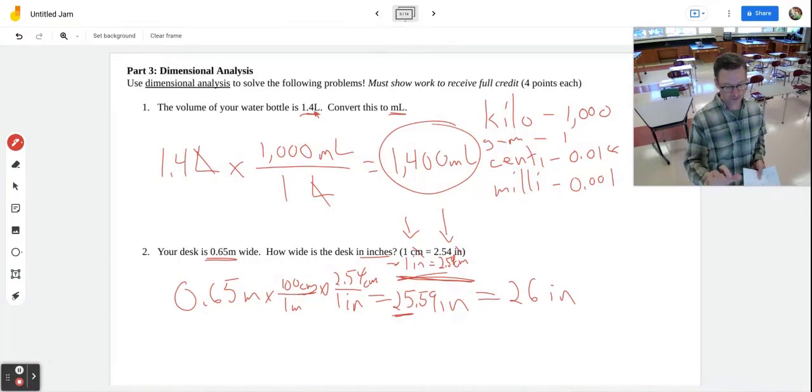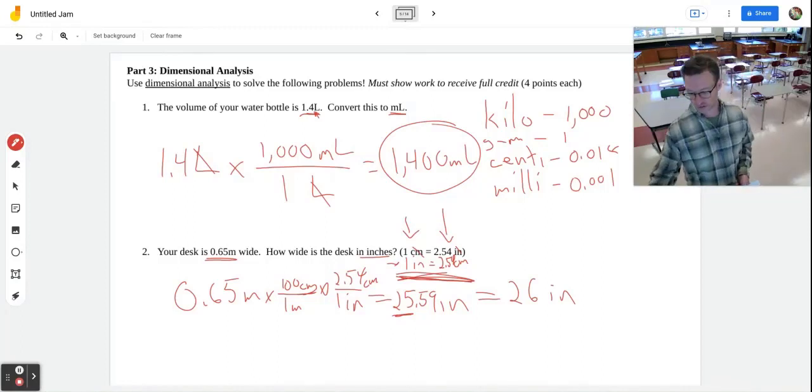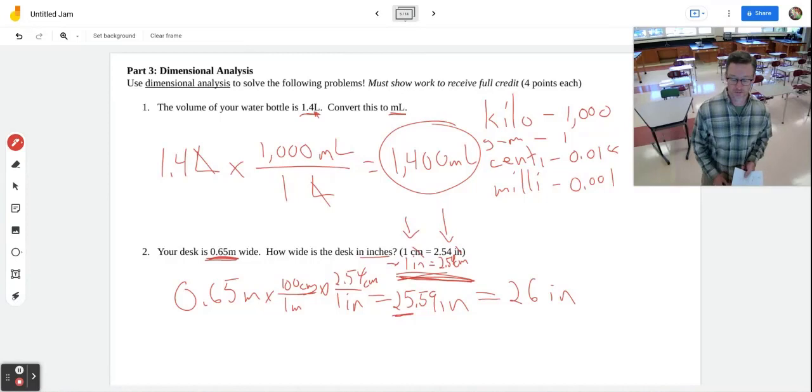Because of the accepted value here, we say that 1 inch is exactly 2.54 centimeters. There's no estimation there. So this part of it doesn't factor into the rounding at the end. Only the measured value that they gave you at the beginning is what you need to use.